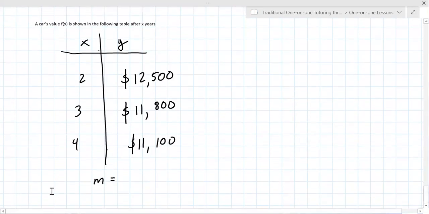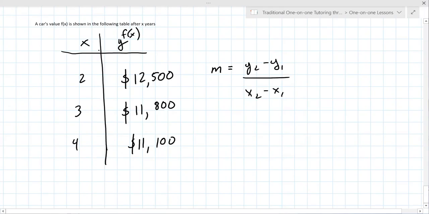We want to find the slope. Let me do it off to the side here. So that's y2 minus y1, this is f of x, I'm sorry, y1 over x2 minus x1. All right, so I guess I'd want to do 2 and 3. That would be the easy way to do it. Yes. So then 2, I'm going to write this out just because I get them mixed up. 2, 12,500. And then 3, 11,800, x1, y1, x2, y2.